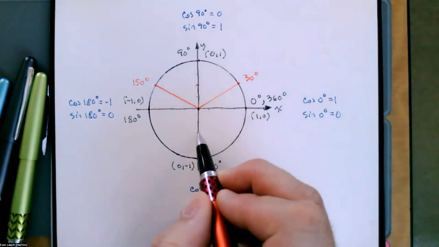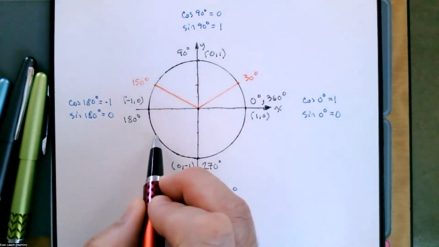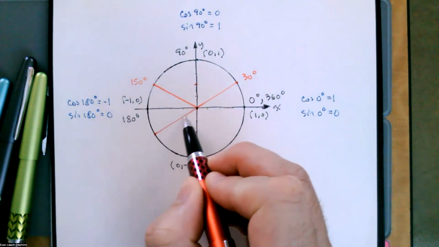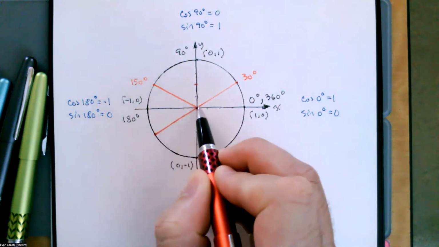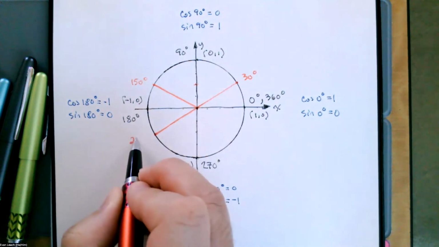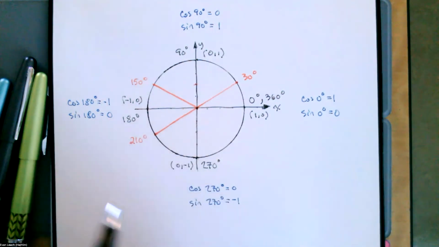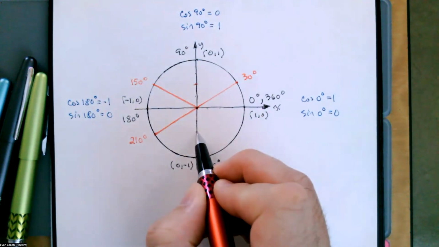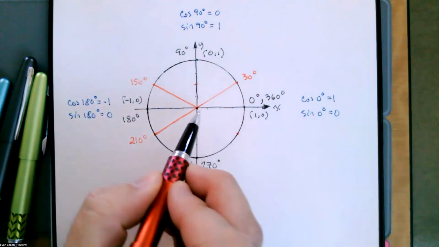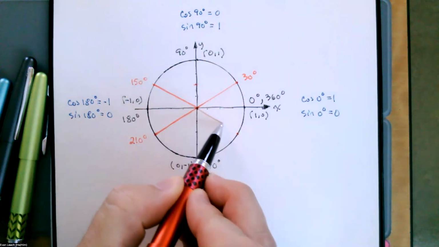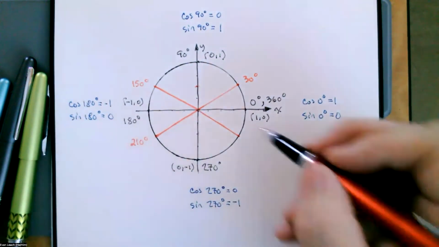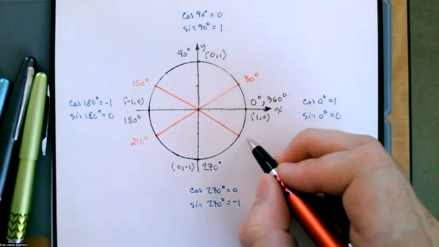If I go down to -1/2 on the y, cut over to the circle, and then back to the origin, that will give us a 30-degree reference angle in quadrant 3. 180 plus 30 is 210 degrees. And if I go down to -1/2 on the y, cut over to the circle, and then back to the origin, that's going to give me a 30-degree reference angle in quadrant 4. And that's 330 degrees.